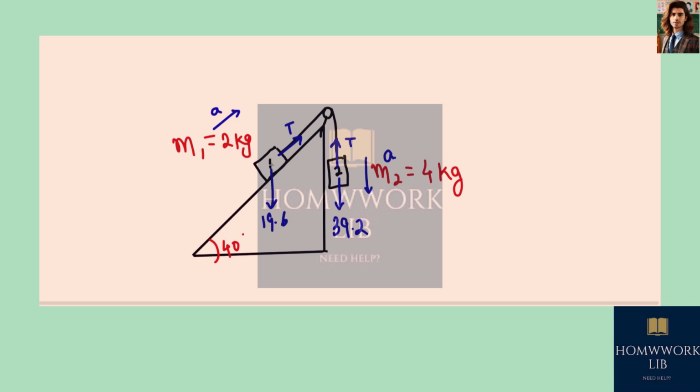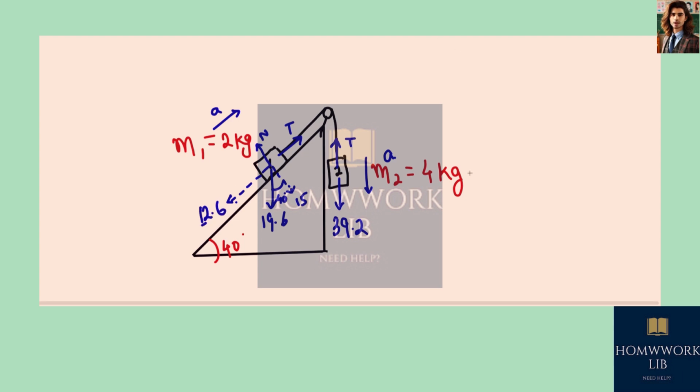And here we need to observe the components of the weight in the perpendicular directions. By geometry, we observe that this angle is 40 degrees. When we multiply 19.6 times cos 40 degrees, we observe the normal force coming out to be 15 newtons, and multiplying 19.6 with sin 40 degrees, we get 12.6 newtons in this direction.